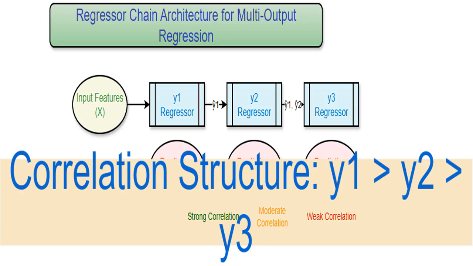This line describes the correlation between the three target variables, y1, y2, and y3. The greater than symbol indicates the direction and strength of the correlation. y1 is most strongly correlated with y2, which is moderately correlated with y3, and y1 has a weak correlation with y3. This is crucial for understanding how regressor chains should be structured for optimal performance. Think of it like a chain reaction. A strong link between y1 and y2, a weaker one between y2 and y3, a very weak one between y1 and y3. We need to place these accordingly in our regressor chain, reflecting this information.